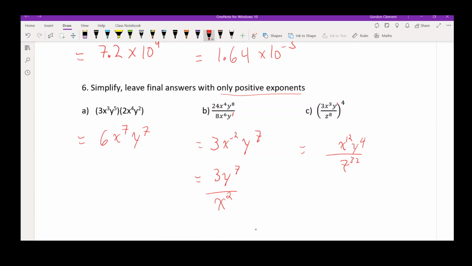And then the thing people will often forget is that is a 3 to the power of 1. So it's going to get the 1 multiplied by the 4. It's going to become 3 to the power of 4. And we can work out what that actually is. 3 to the power of 4 is 81, I believe. X to the 12, y to the 4, over z to the 32. And that's how I'd leave my final answer there.